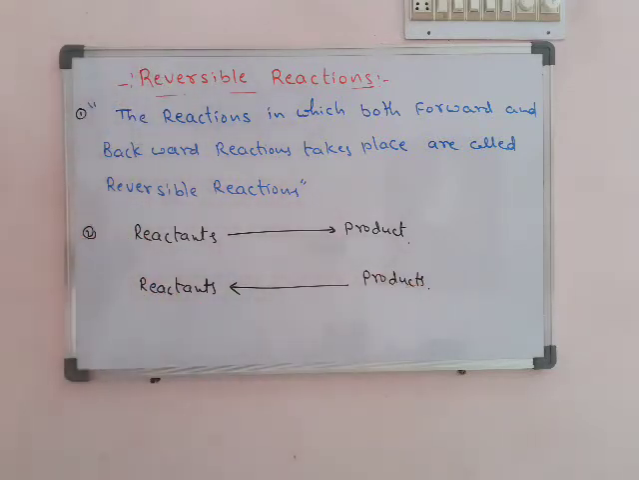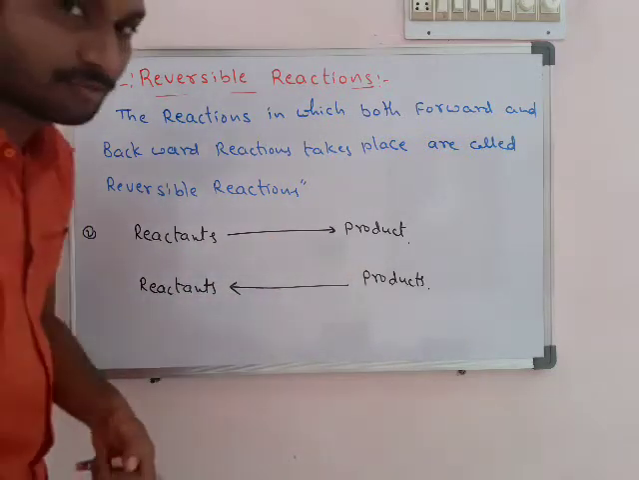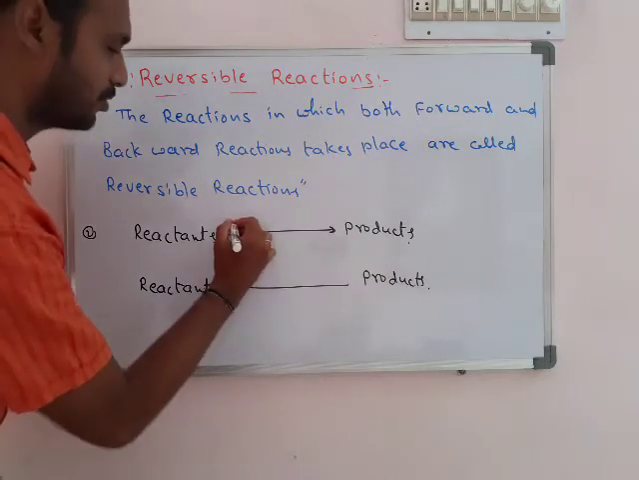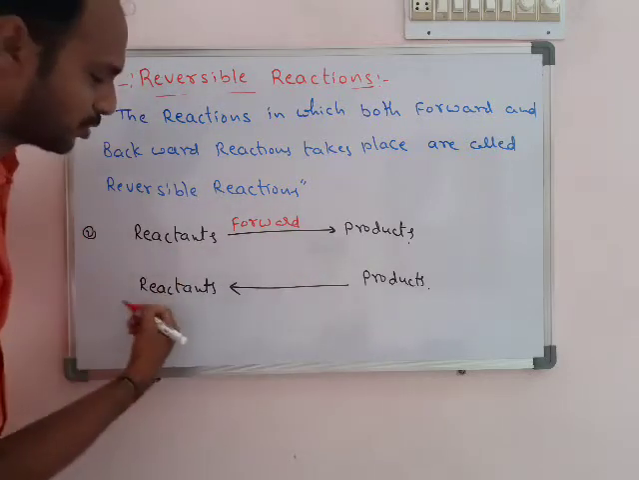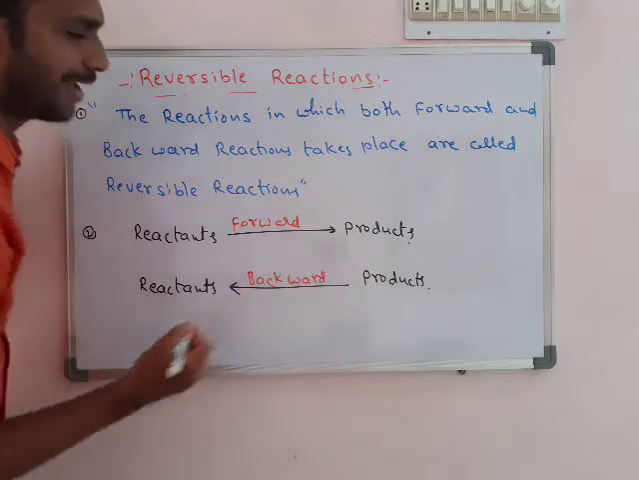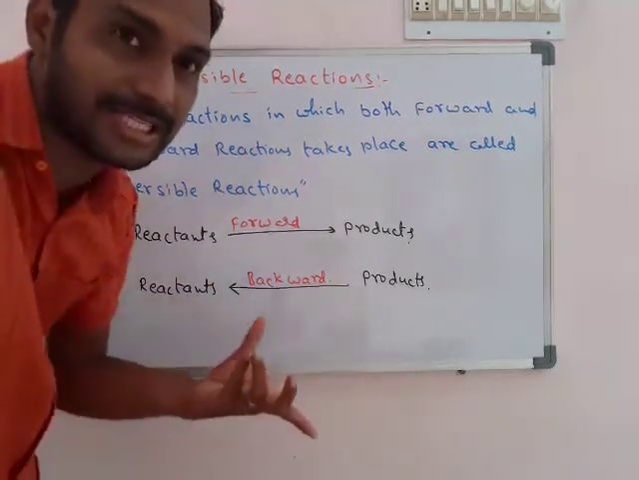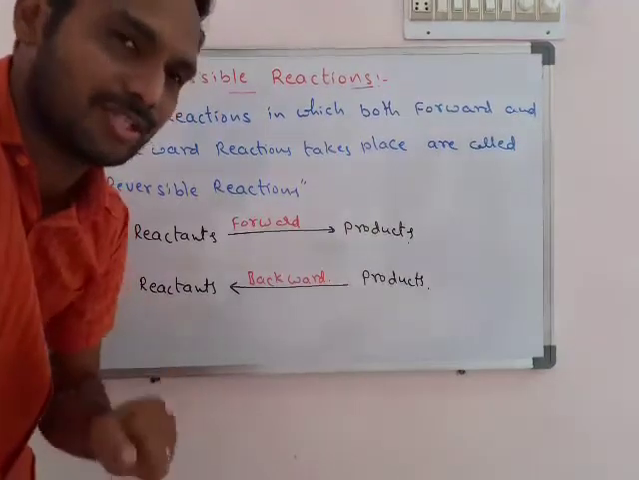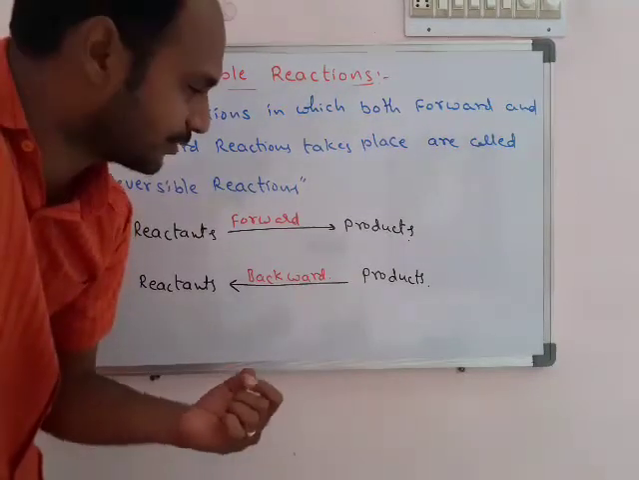Reactant to products is called a forward reaction. These are totally basic, you have to understand perfectly. This is called forward reaction. The product to reactants is called backward reaction. So if in a reaction both forward and backward reactions are possible simultaneously, they are treated as reversible reactions.